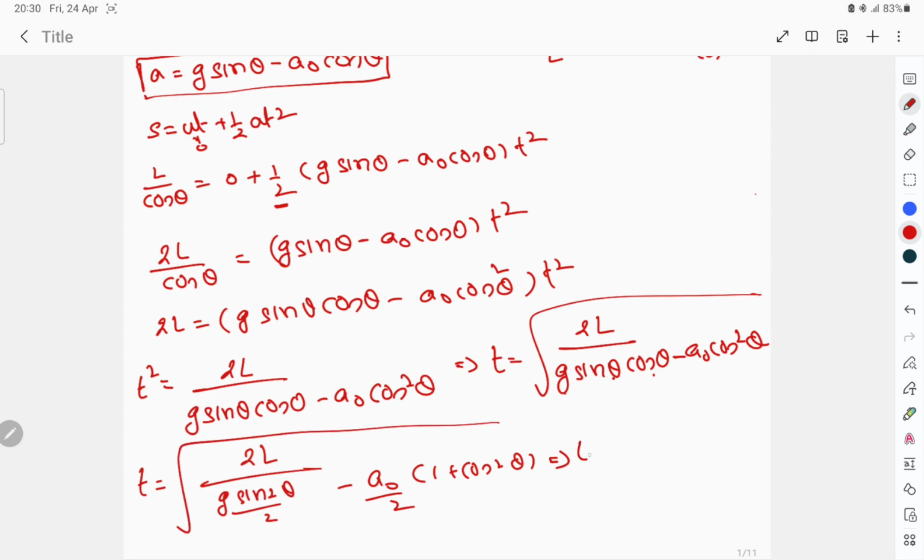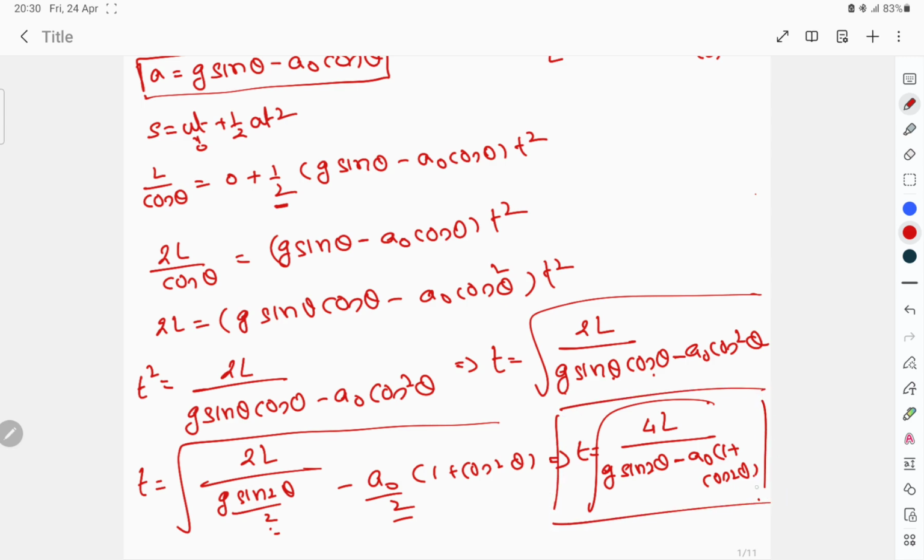So it can be written as t is equal to, here 2 is there, I will take the LCM and send it to the top. So it will be 4L upon g sin 2 theta minus a naught into 1 plus cos 2 theta, all under root. So this will be the answer. I hope you understood, right?